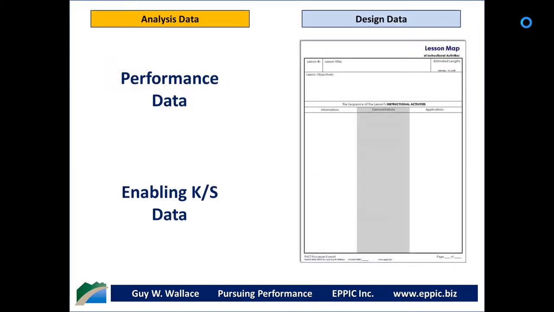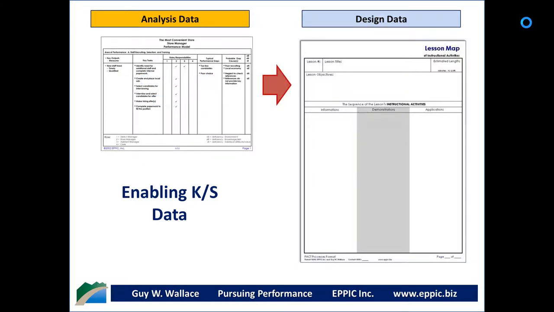There are two types of data that feed the construction of a lesson map of instructional activities, and a third type of analysis data that also influences the development post-design. First, there's the performance data that's captured in a performance model that helps articulate the key outputs and measures of performance, the key tasks of performance, the various roles and responsibilities of the performers, and a gap analysis which addresses the typical performance gaps and the probable causes.